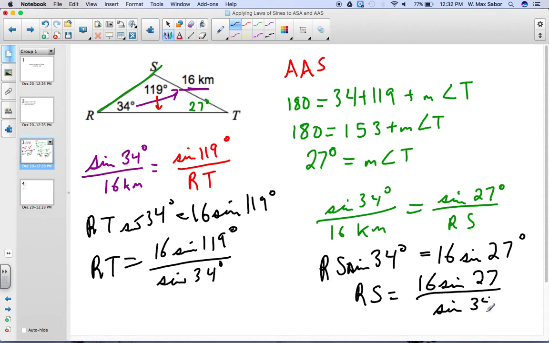Now depending on the question, you may be able to leave your answer like this, or you type it into a calculator. If I type the first one into the calculator, I'm getting that this is approximately 25 kilometers. And the second one, take the sine of 27, multiply by 16, then divide by the sine of 34 degrees, and I'm getting approximately 13 kilometers. So this is how we do one with angle-angle-side.